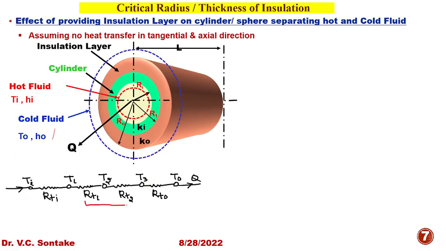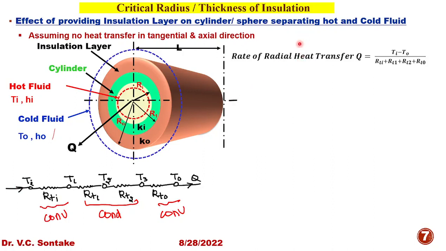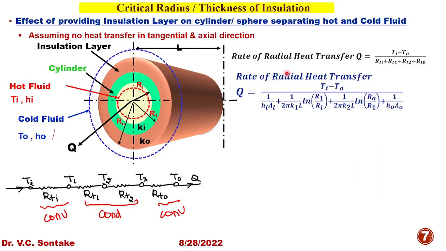So these two resistances will be conductive in nature and this will be convective in nature. So the rate of radial heat transfer Q in terms of the temperatures Ti and To can be given as follows: Ti minus To over total thermal resistance, which is the summation of RTi plus RT1 plus RT2 plus RTo. The rate of radial heat transfer Q can also be given by Ti minus To.